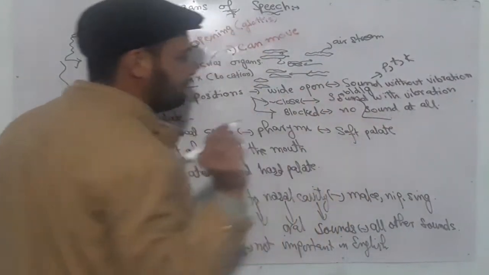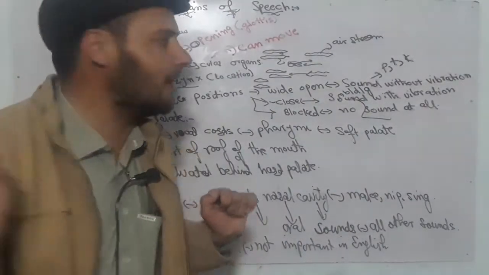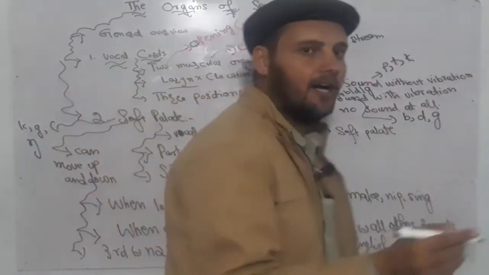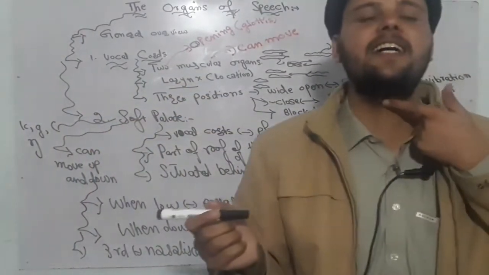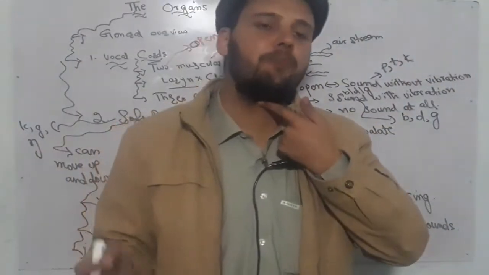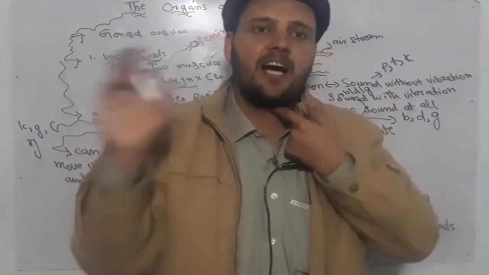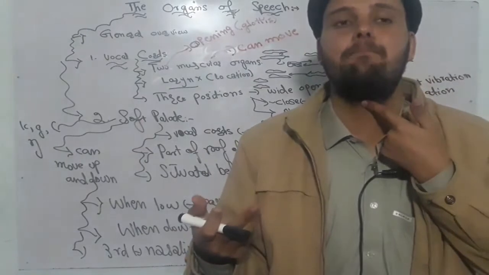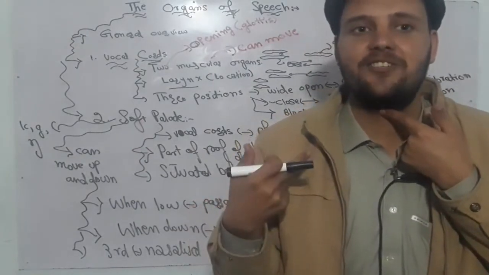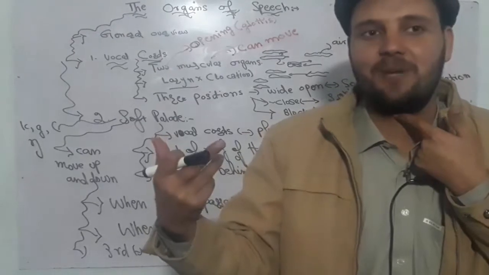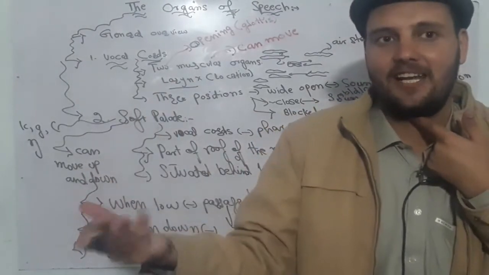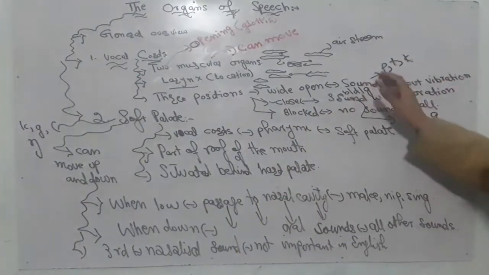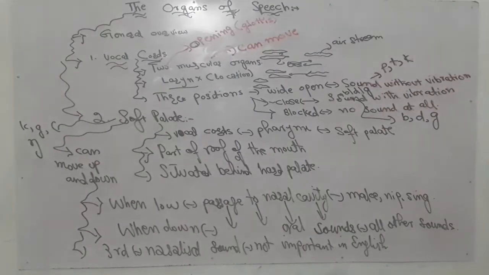What are the examples of such sounds? For example, ba, da, ga. If you put your finger here, on what we call the Adam's apple, and utter these three sounds, you will come to know that there is some kind of vibration. When I say ba, I feel vibration. When I say da, again vibration. When I say ga, vibration again. Why is there vibration? It is because of this tussle between the airstream and the vocal cords.